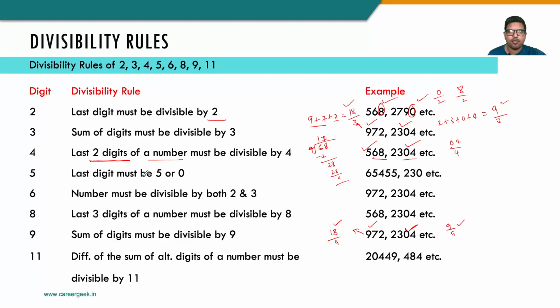Last 2 digits. 5 is pretty obvious. You just look at the last digit. If it is 5 or 0, then it is divisible. Straightforward. 5 and 10 are straightforward.